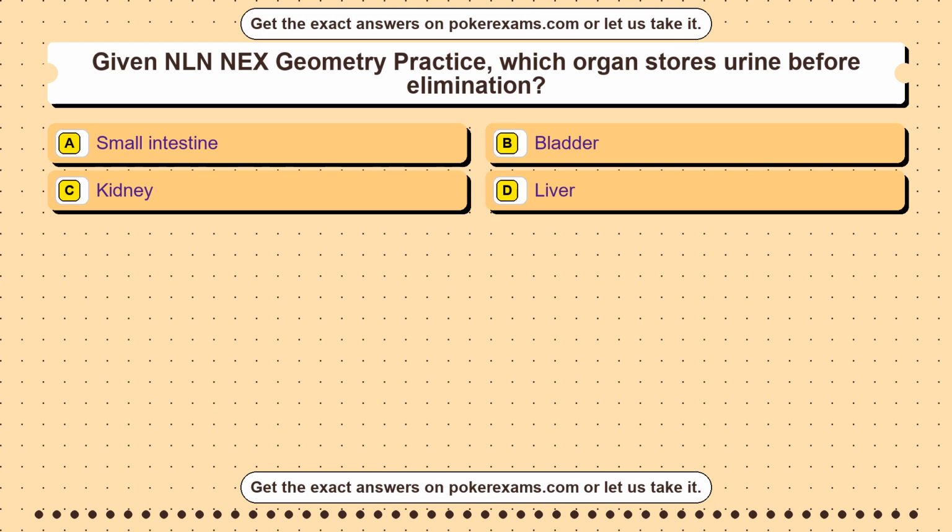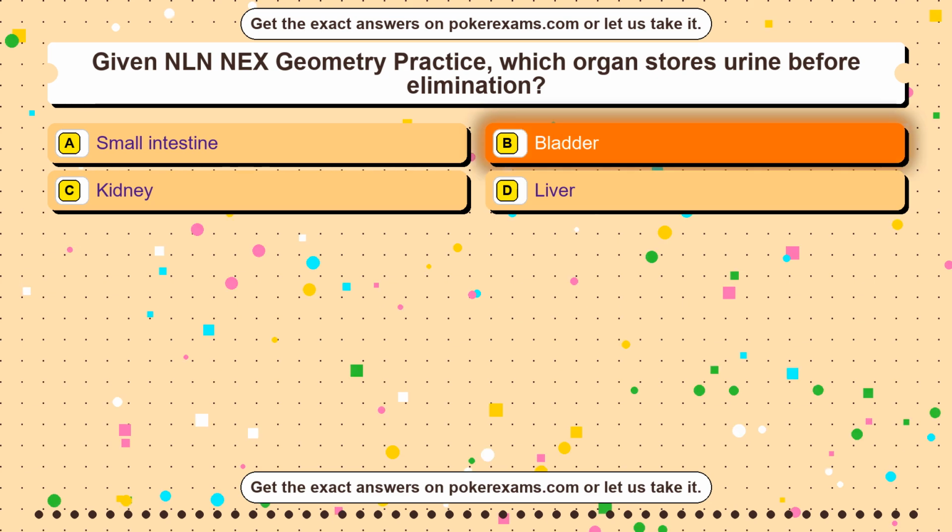Question 28. Given Get Geography Practice, which GED subject focuses most on interpreting experiments and data? Option A, geometry. Option B, science. Option C, social studies. Option D, RLA. The correct answer is option B.